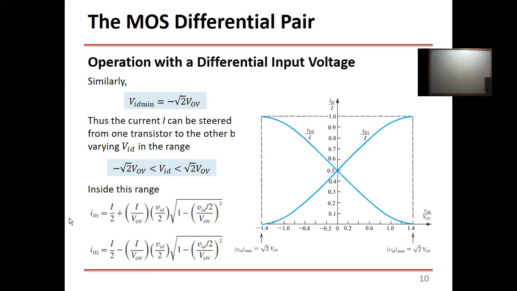We still need to keep ID1 as a function of VID over V overdrive. Any answer?